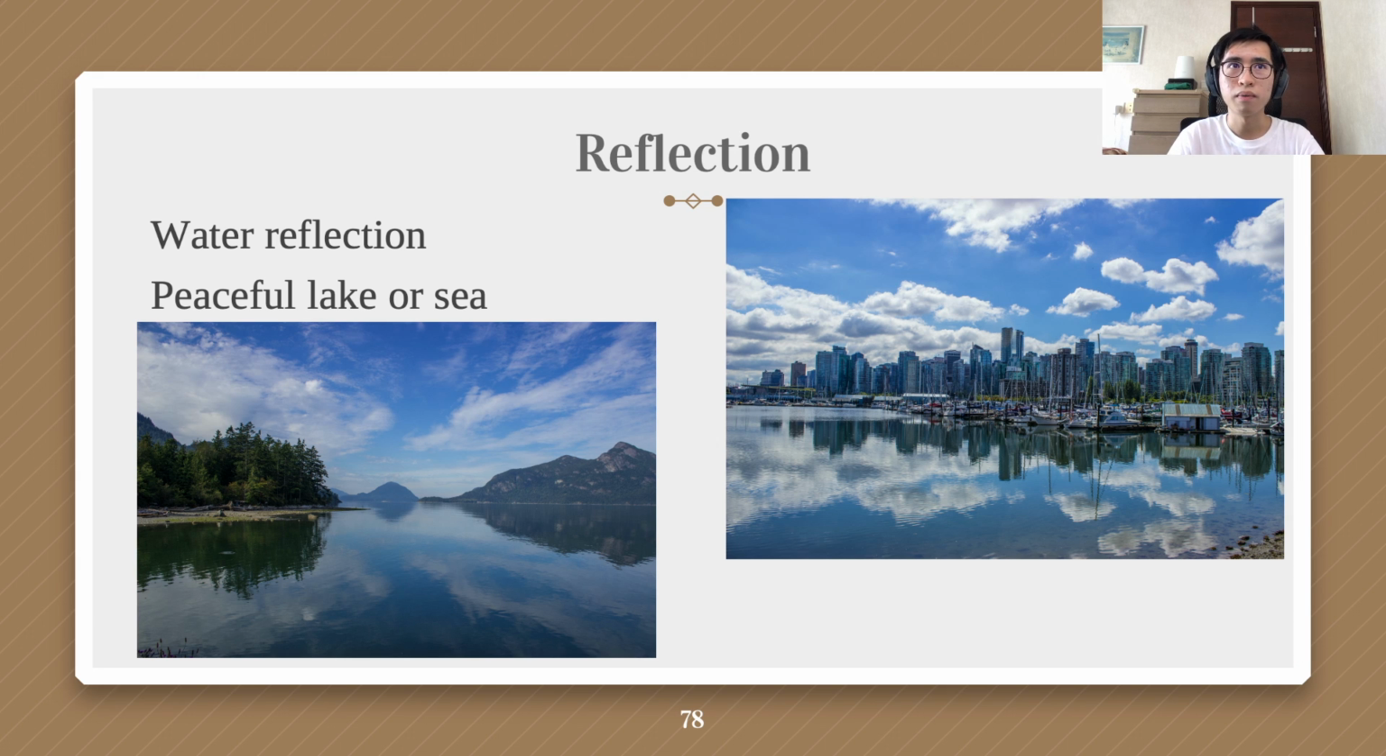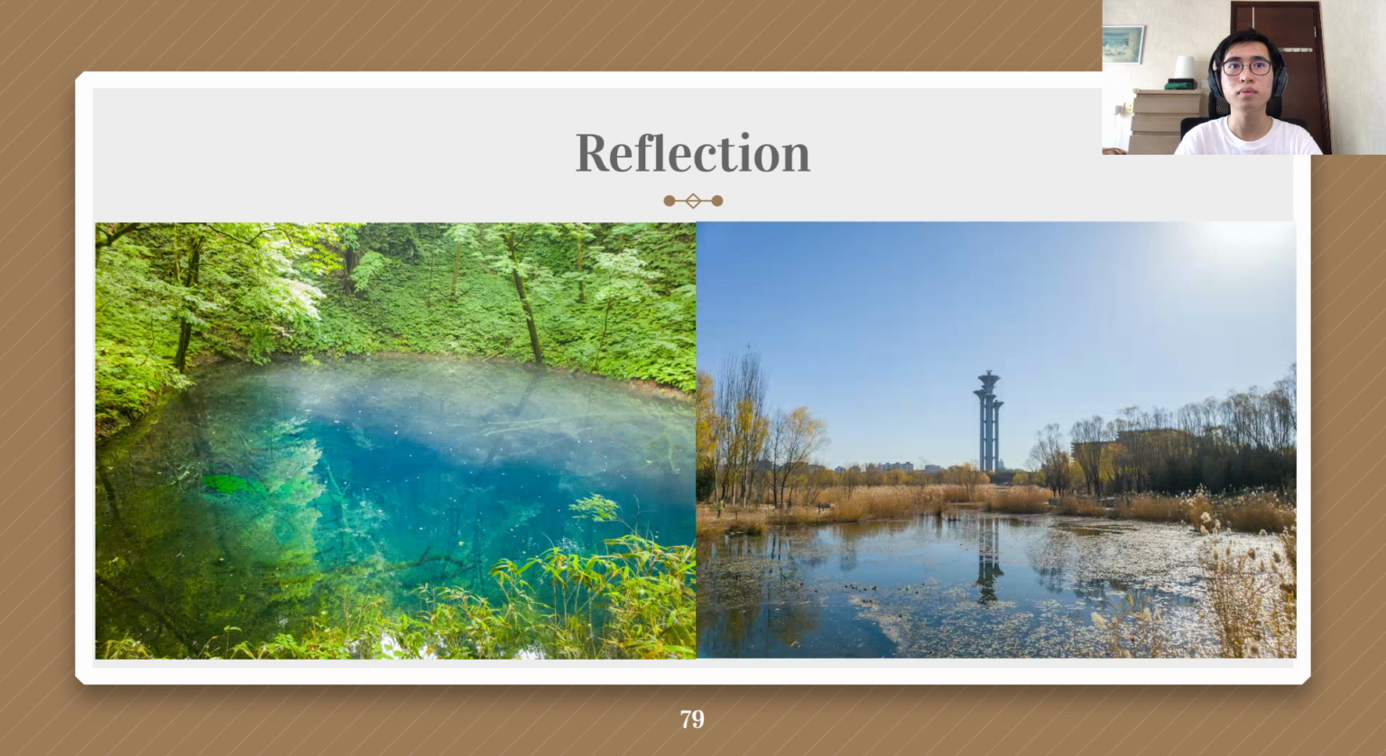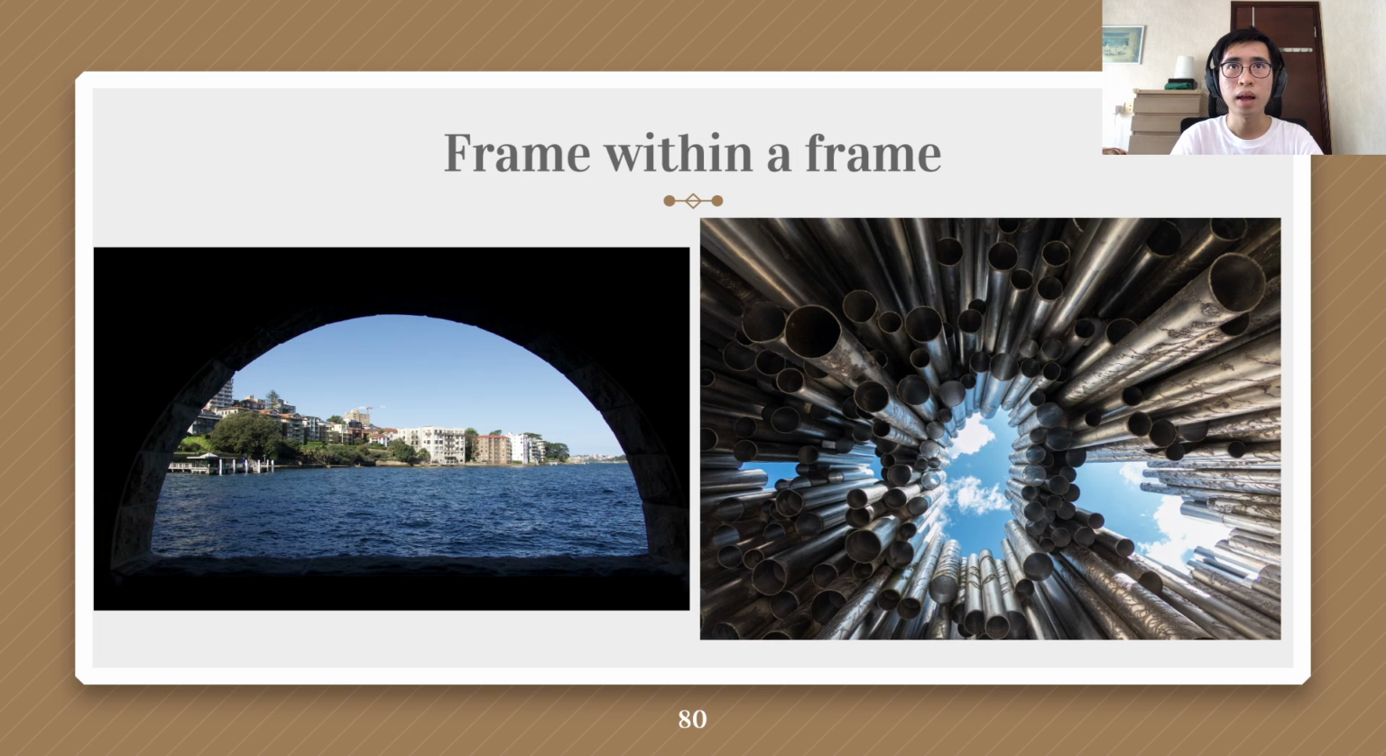And also reflection, like a peaceful lake or sea. It will show better if the water is peaceful, because if it's windy, then you cannot see the reflection clearly. Same for these two. And maybe frame within a frame. Maybe you have an object like an arch or a door or a barrier with a hole inside, and you can see through the hole to make another frame.